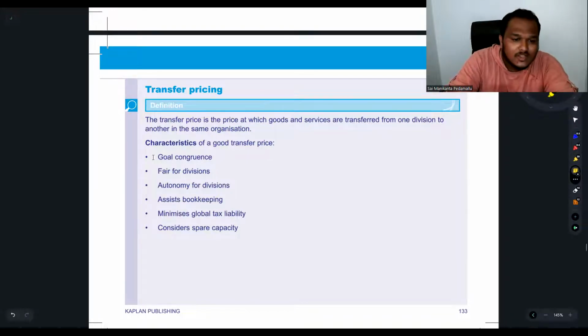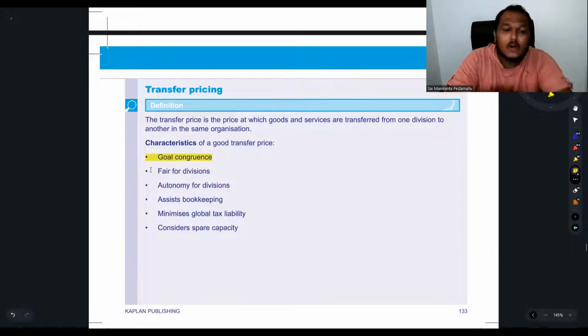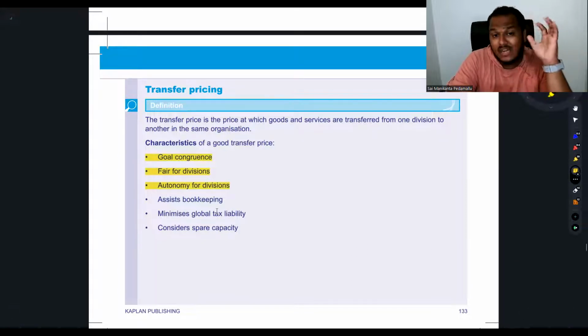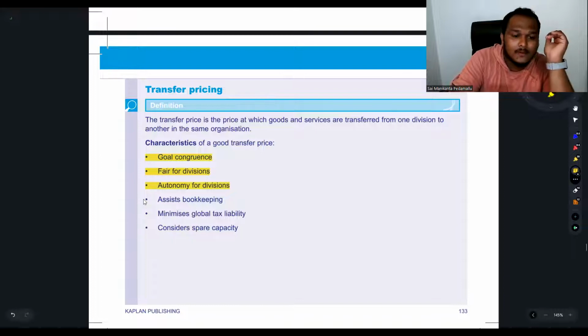What are those, sir? First one, goal congruence, which means the purpose of transfer pricing should be the overall organization's benefit. It should not be for one division. It should be for the overall organization. It should be fair for all the divisions, whether buying or selling. You should be unbiased and fair. Autonomy for divisions. Divisions should be able to make decisions. Do not fix the transfer price at head office level. Let the divisions fix it for themselves. There should be autonomy in that.